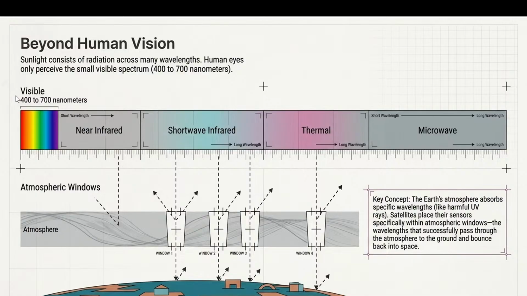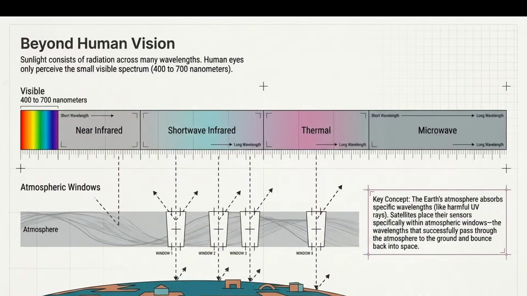But sunlight consists of radiation across many wavelengths; sunlight has a lot of wavelengths. But in the sunlight, human eyes only perceive the small visible spectrum, 400 to 700 nanometers. Near infrared, we cannot see. Shortwave infrared, thermal, microwave: this type of radiation or wavelength, we cannot see with our eyes. Our eyes only perceive a small portion, only the visible, 400 to 700 nanometers.